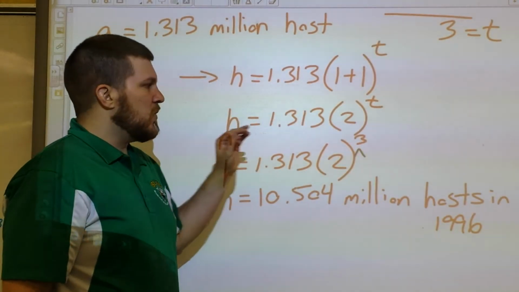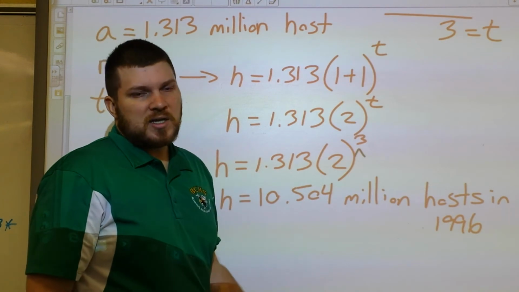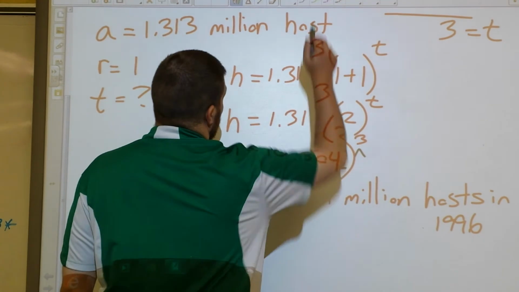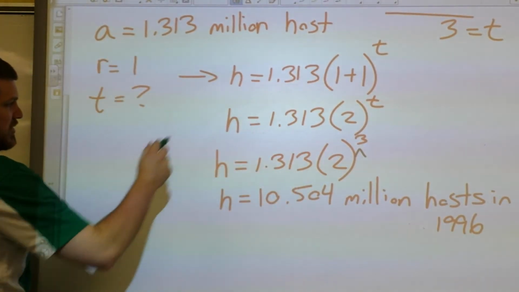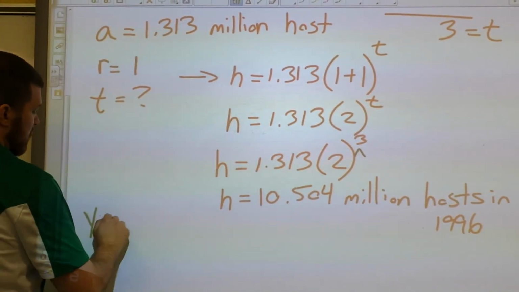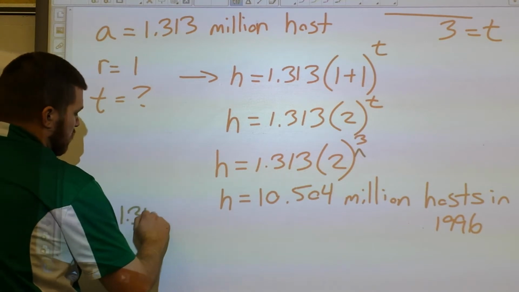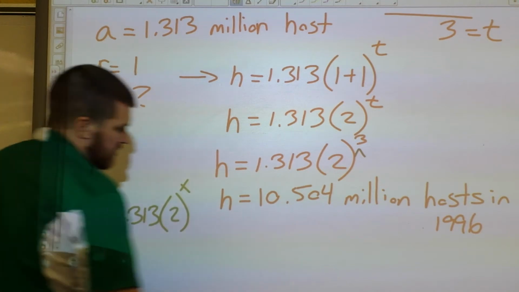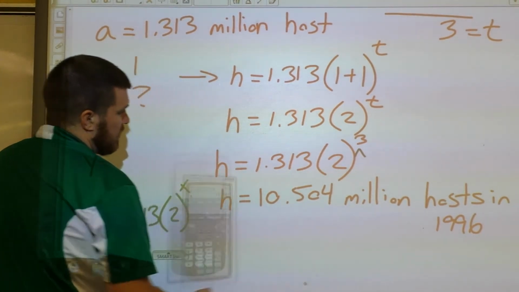Now, keep in mind that your calculator only understands x and y. So, to do this, I'm going to do part B in green. I'm just going to say, all right, y equals 1.313 times 2 to the x. And I want to graph this model. I'm going to do that in my calculator.